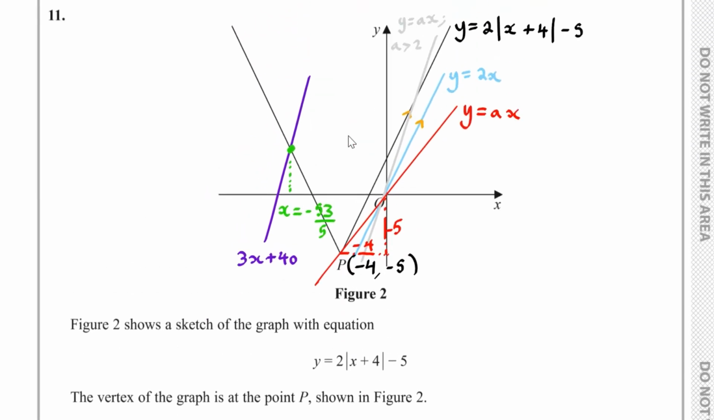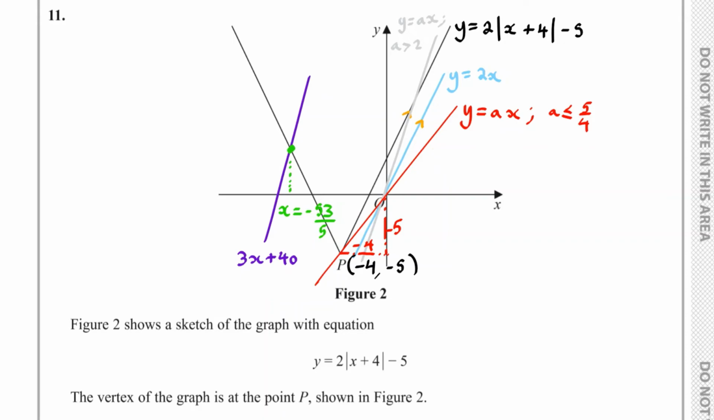So one possible value we could have is a being less than or equal to 5 over 4. The reason I say less than is because if the gradient is less than this, then still passing through the origin, it could intersect here. So this is why we include the less than. Okay.